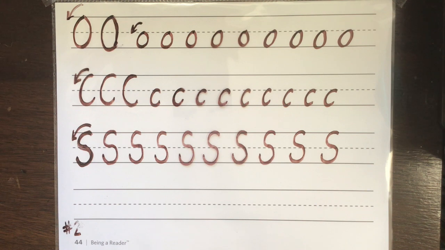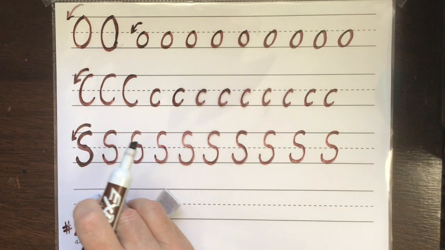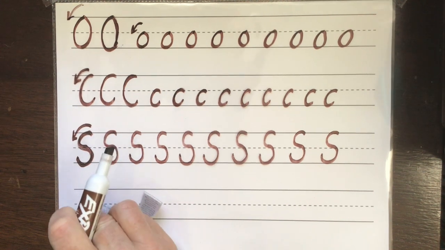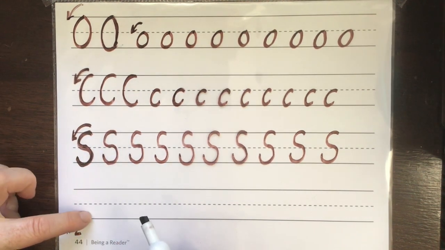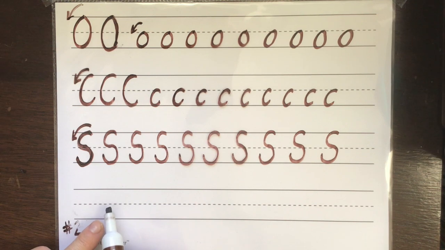The lowercase s is exactly the same as a capital S, except because it's a lowercase letter, we're going to make sure we put it between the dotted line and the bottom line. Our lowercase letters sit in this space down here, where most of our lowercase letters sit. So let's get our S's and put them down here between the dotted line and the bottom line.